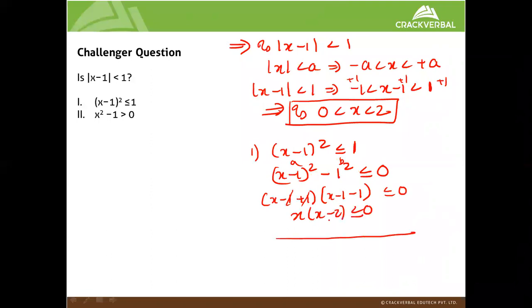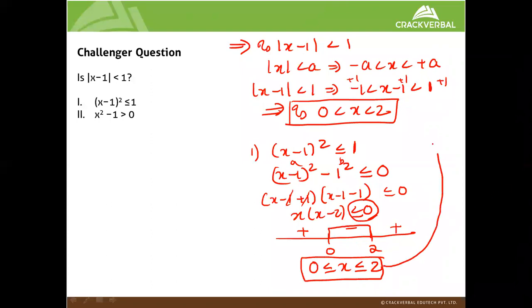So I'm going to plot the roots on the number line. The roots are at 0 and 2. I'm going to start with the extreme rightmost region: plus, minus, plus. I look at the right hand side of the inequality, it's less than or equal to 0. So the first statement tells me that the range for x has to lie between 0 and 2. But since it's less than or equal to, it has to be inclusive of 0 and 2. So the first statement tells me 0 is less than or equal to x, less than or equal to 2.